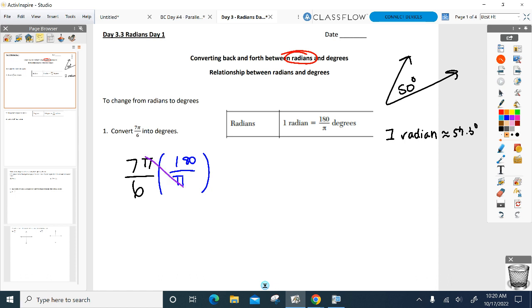And now in my calculator, we do not cross multiply. Does anybody see an equal sign between these? Me neither. So you're not cross multiplying. It's just numerator times numerator divided by the denominator. There is no cross multiplication done when you're converting. So 7 times 180 divided by 6. What's that in degrees now?